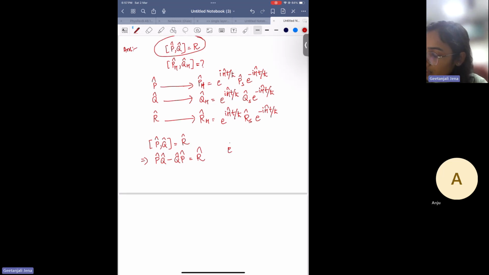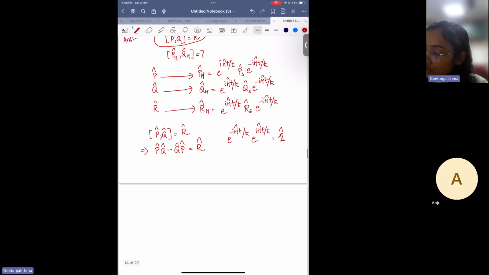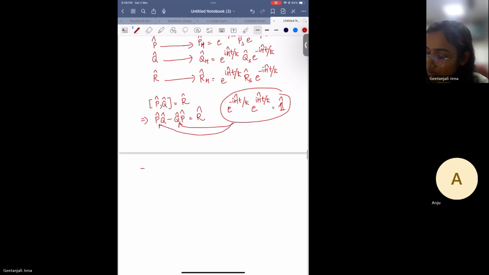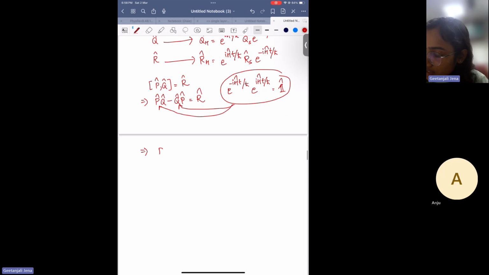Now you know that if you take this kind of operator, e to the minus iHt by ħ multiplied by e to the iHt by ħ, this is nothing but the identity operator, right? So you can incorporate this expression here. This is nothing but P multiplied by the identity. So it's like incorporating an identity matrix here.